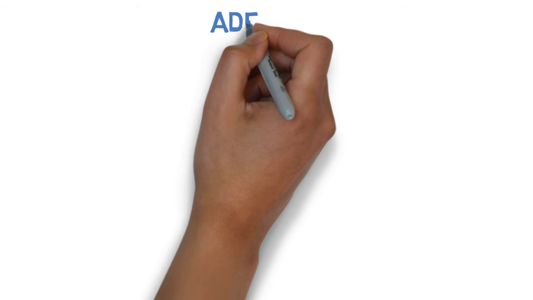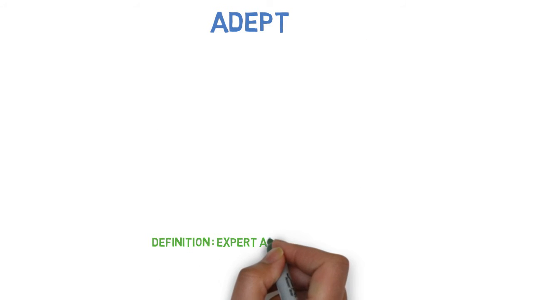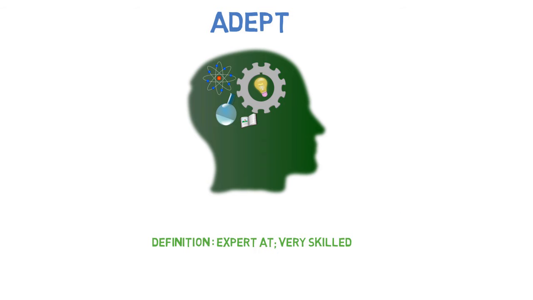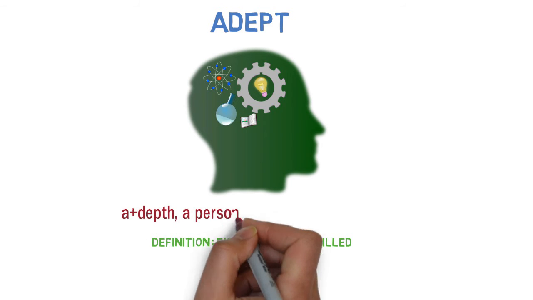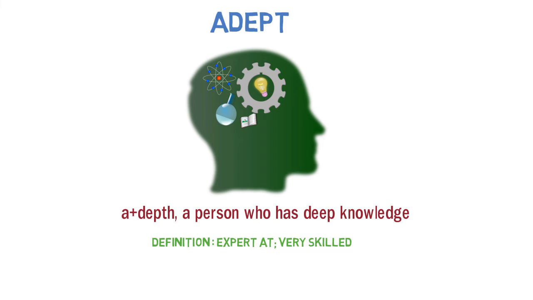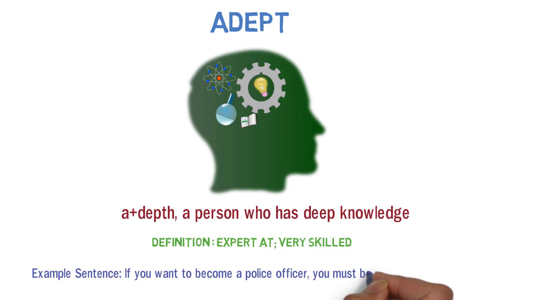Now adept. Definition of adept is expert at and very skilled at. And the mnemonic which you can use here is a plus depth. A person who has a deep knowledge. Depth means deep. If a person has deep knowledge, he is very expert and very skilled in any field. So example sentence, if you want to become a police officer, you must become adept with a handgun. Means you must be very expert with a handgun.